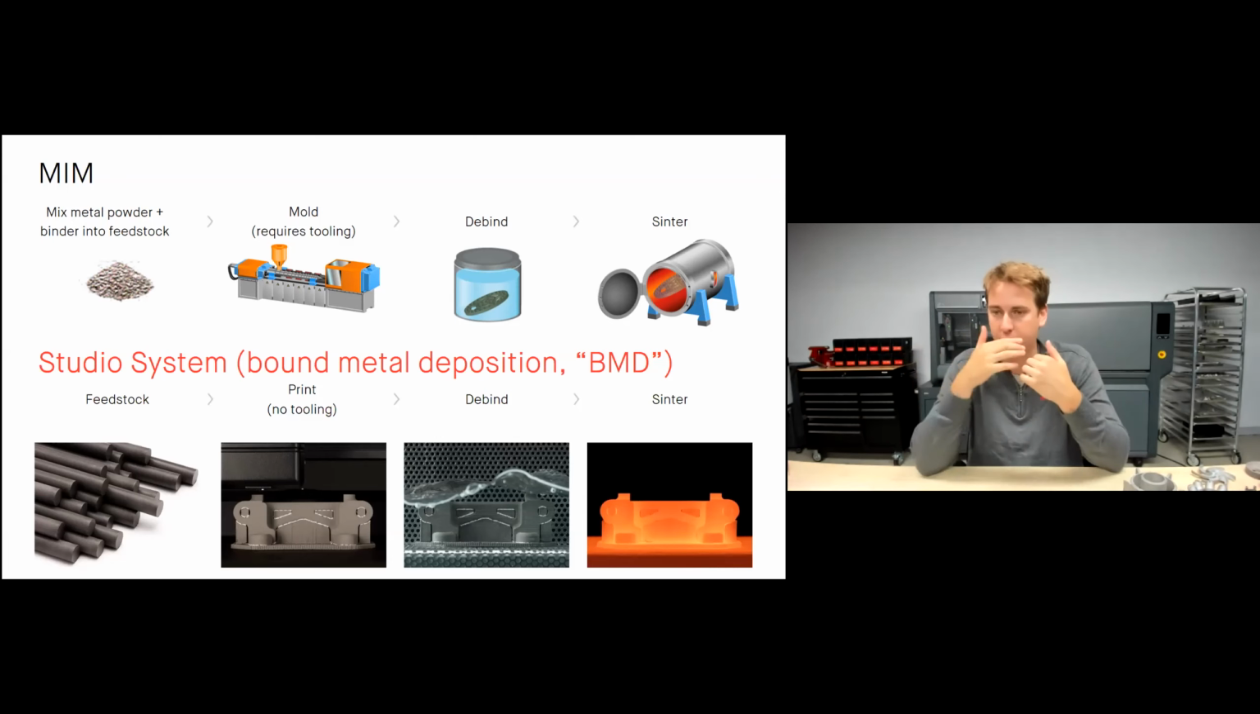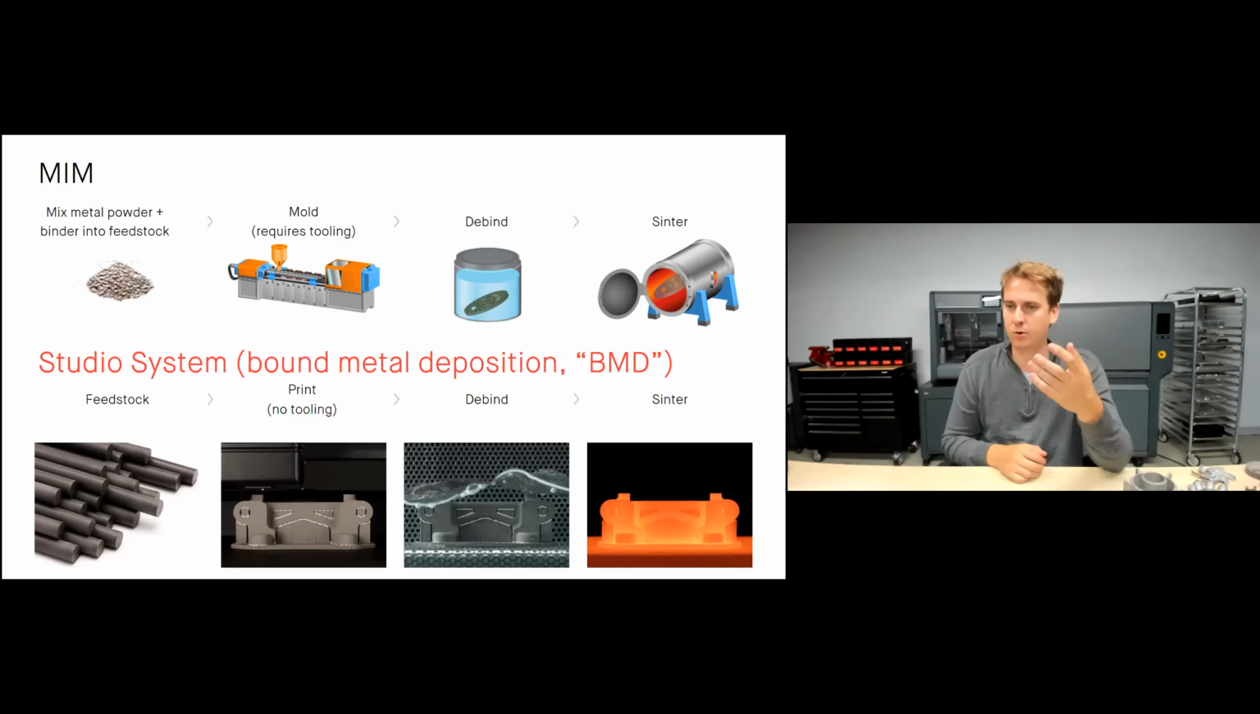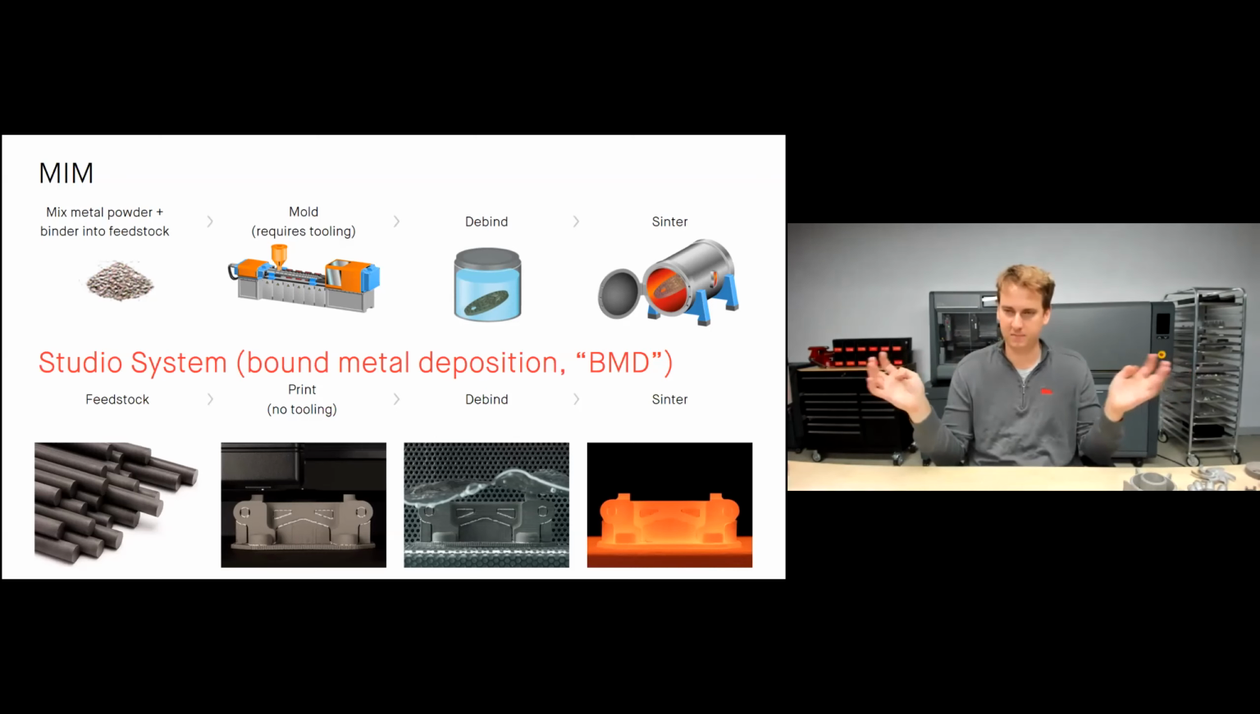Rather than needing the tooling now, I don't need a mold. I simply just print these rods. I print the rods layer by layer. That's that combination of metal powder and this binder, and I'm going to build up that part layer by layer to create what comes off the printer, which is very similar to what would come out of the mold, except, of course, I didn't need these molds. I didn't need this molding press.